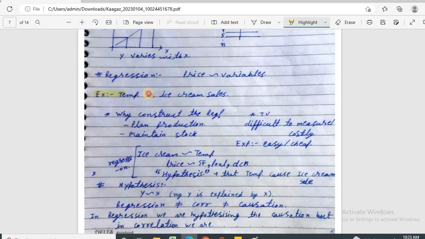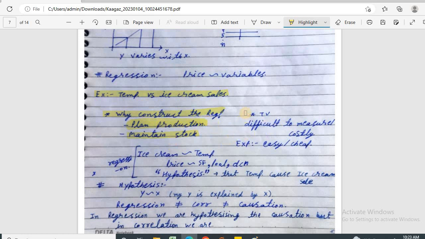Now we will see one example, that is temperature versus ice cream sales. The first question is, why do we want to construct the regression, guys? We want to construct the regression so that we can plan our production accordingly. If we come to know how much ice cream will be sold in this month, we can plan our production accordingly. If sales will be high, we need to produce more ice creams, and also maintain our stock. How much stock we should maintain, this also we can come to know.